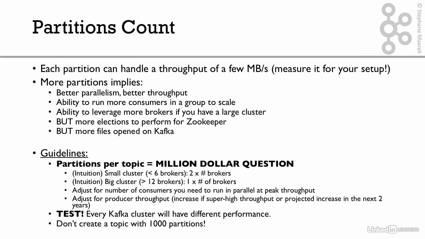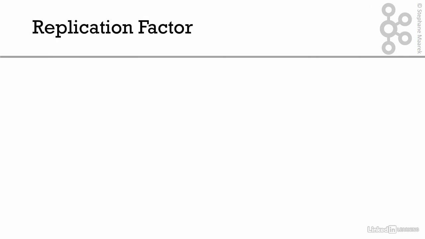Or if you have a big cluster with 20 brokers and you create a partitions count of 2, that's also the other extreme, and I think that's a waste of capacity from Kafka. Okay, so it just gives you an idea. At least 1 times the number of brokers, at most 2 times or 3 times the number of brokers, and you get an idea.